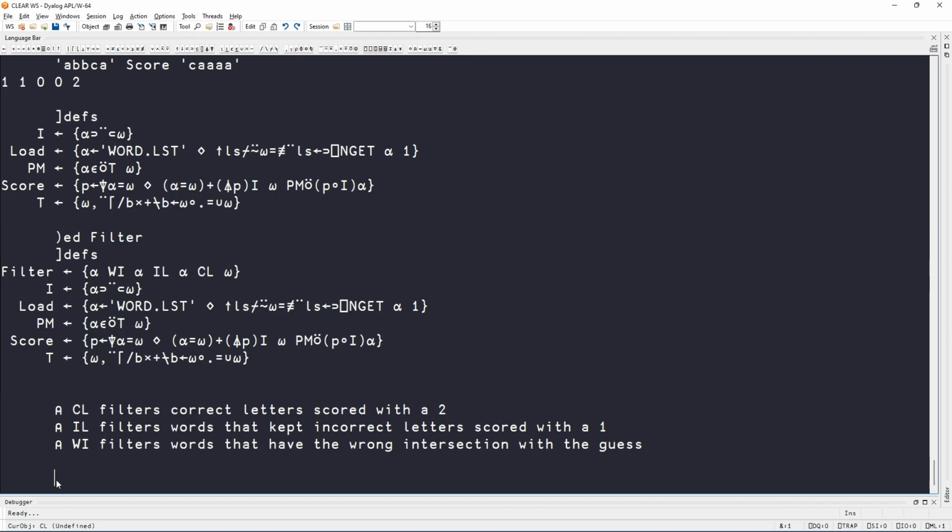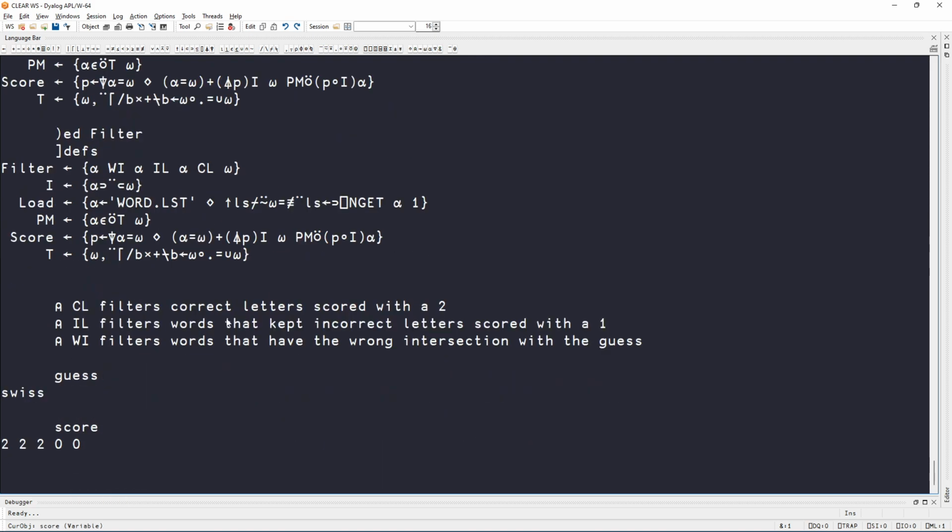in the correct positions. So, for example, if we have a guess and a score, the CL function is going to take a list of words and remove all the words that do not abide by this score. So all the words that do not start with SWI. That's what the CL function will do.